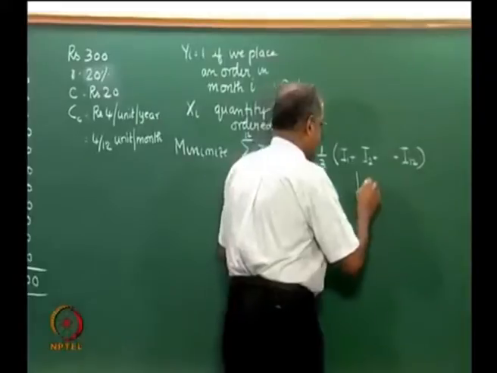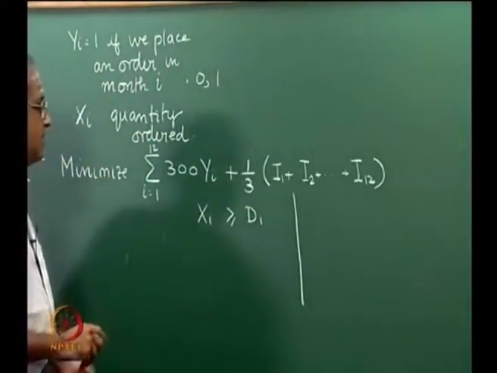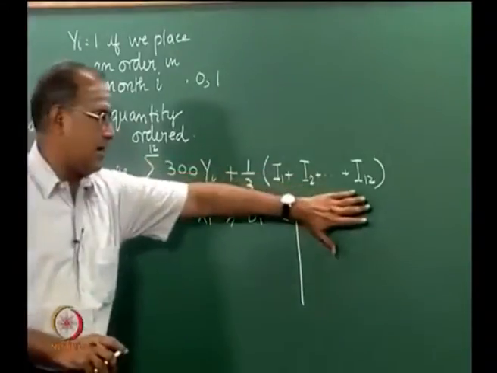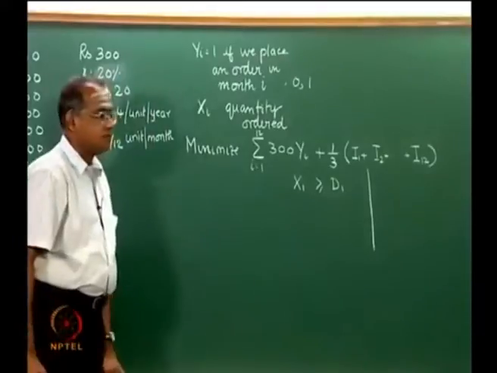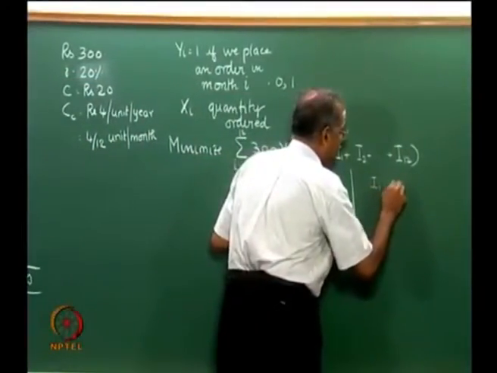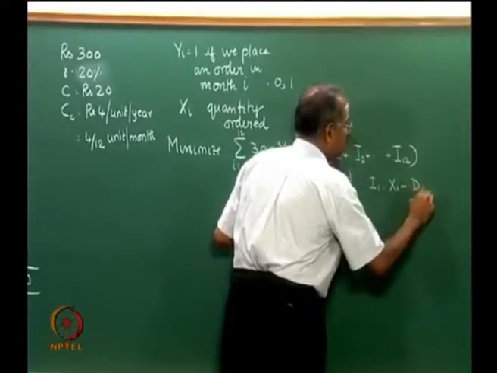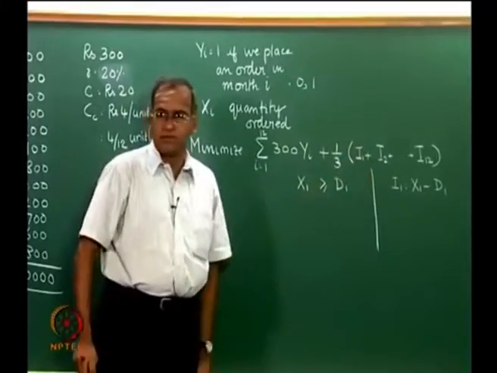So this is written as, okay, from this we will know that I1 is equal to x1 minus D1. So I am just going to write here as I1 is equal to x1 minus D1. Later we will substitute for I1 here.